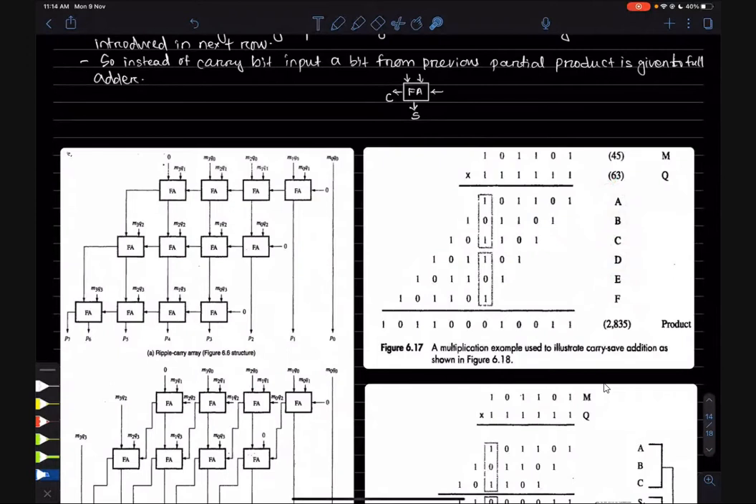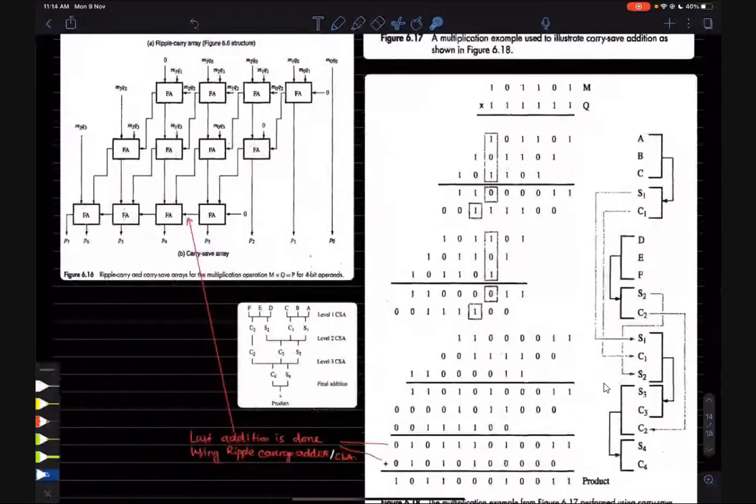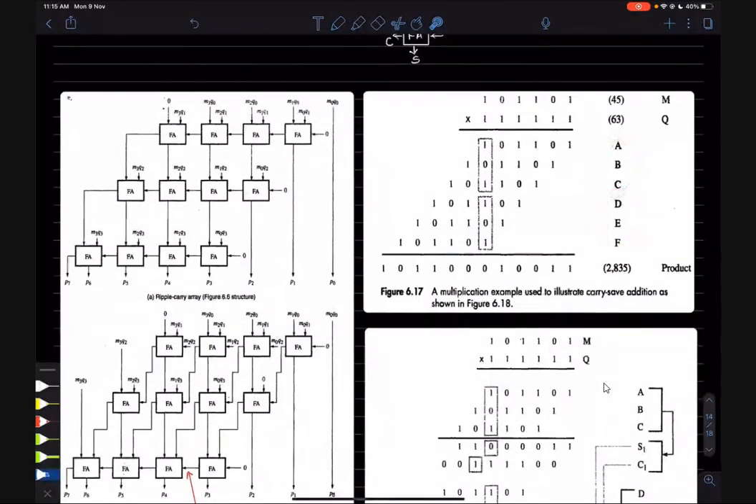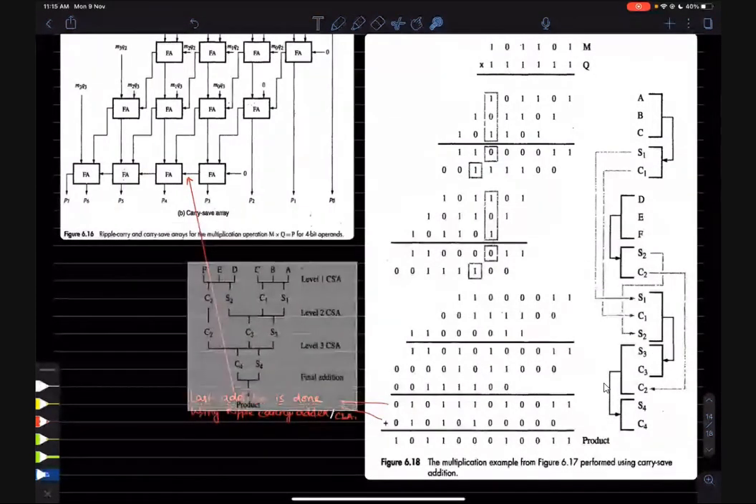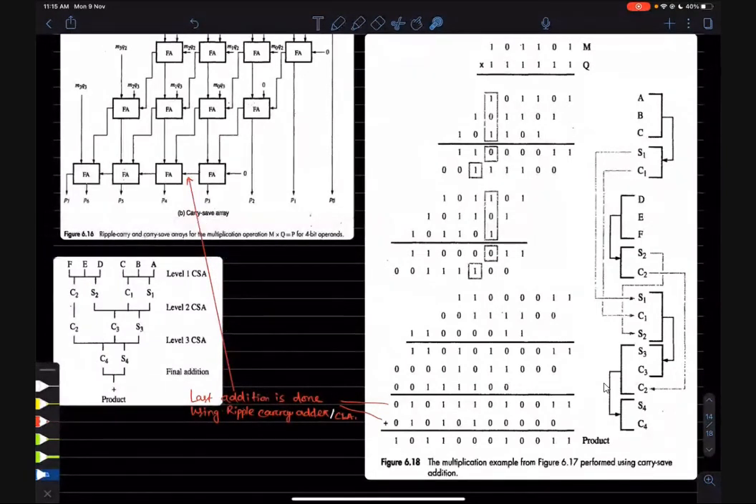Now we will do the carry save addition. After M multiplied by Q, you will get A, B, C and D, E, F, 6 results. Check this figure. What we are doing in this case is adding A, B, C and D, E, F in parallel.